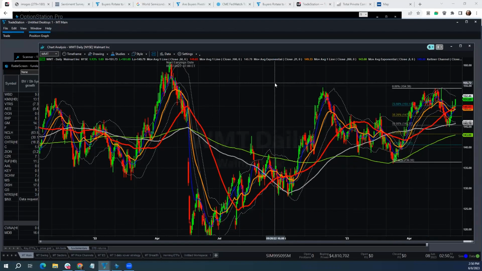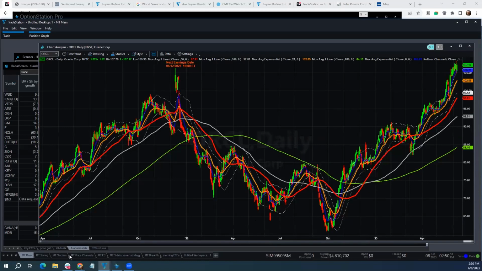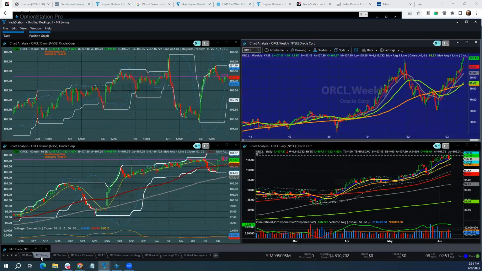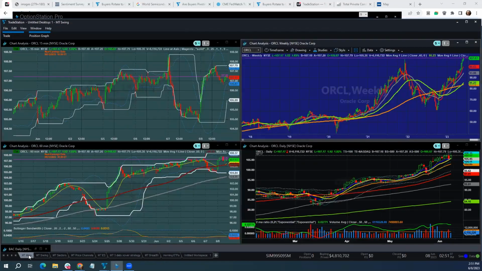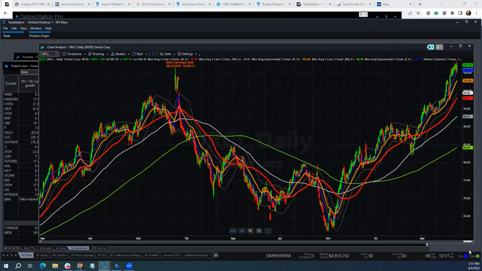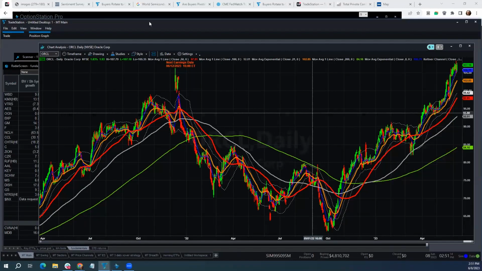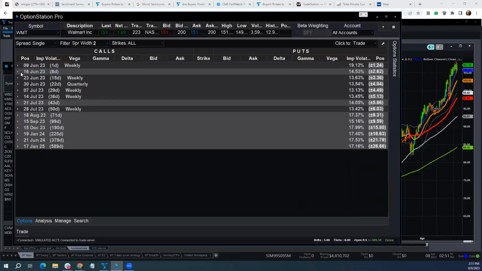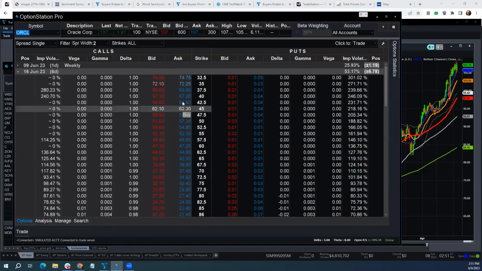Another one, let me just take a look at this one, is Oracle. They have earnings next week. People forget that Oracle is just quietly cranking to new highs. This is a weekly chart of Oracle. Let's just confirm that earnings on Oracle are on the 12th, which is next Monday. So people looking for this could do something with the weeklies of next week in a name like Oracle. The 16th of June's.